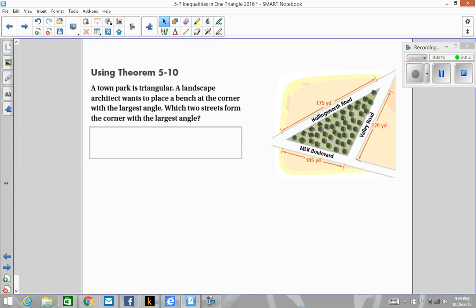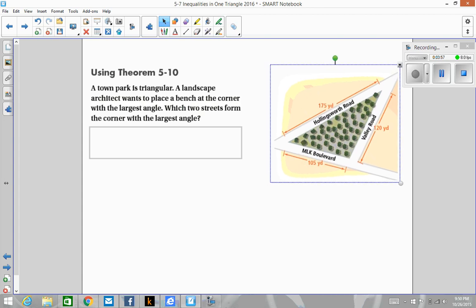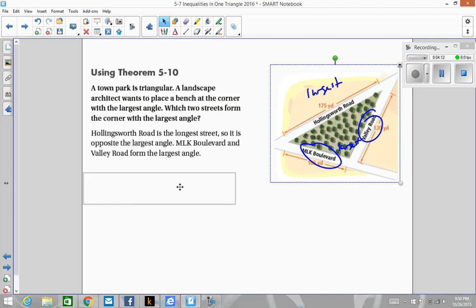Okay, so it says the town park is a triangle. A landscape architect wants to place a bench at the corner with the largest angle. Which two streets form the corner of the largest angle? So look, this is the largest street right there. So this is going to be the largest angle, which means these two streets form the largest angle. So the MLK Boulevard and Valley Road make the largest angle.